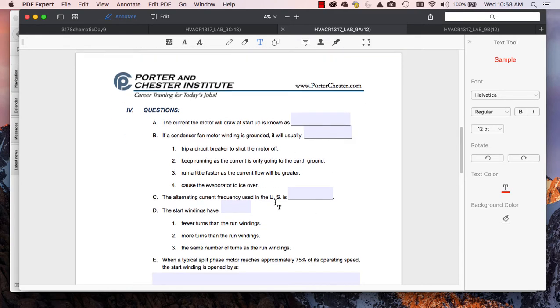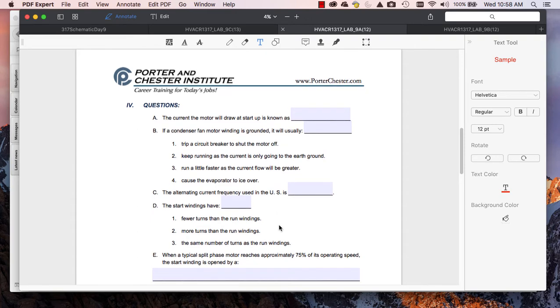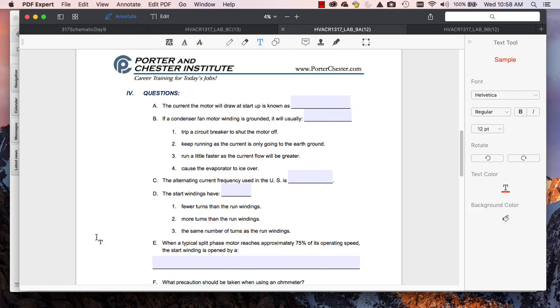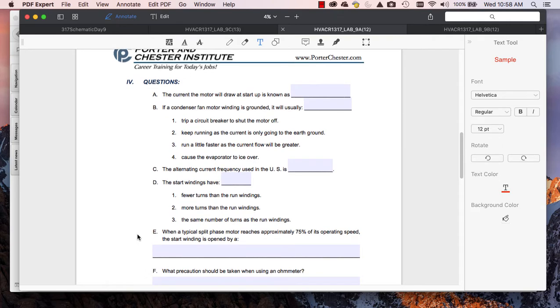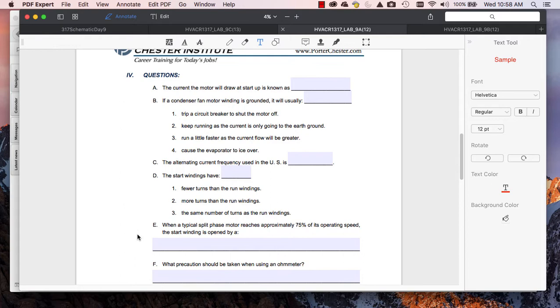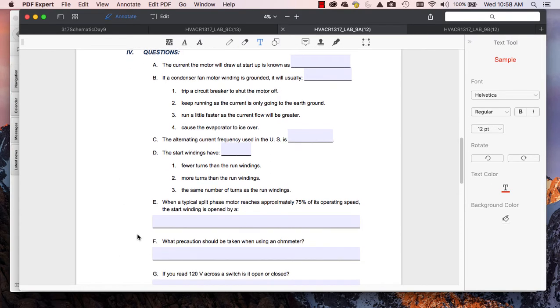Alternating frequency goes back to our basic electrical, 60 hertz. The start windings always have more turns than the run windings. That's why we have to take the start windings out of the circuit once the motor has started. A typical split phase motor reaches approximately 75% of its operating speed. Okay, this is a split phase. It's normally opened by a centrifugal switch.